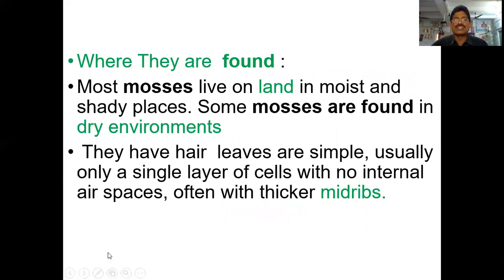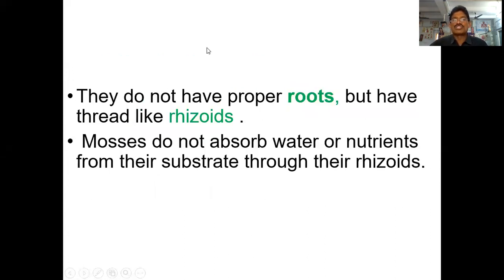Where are these plants found in nature? Most mosses live on land. They are available mostly in shady places. Some mosses are found in dry environments. They have hairy leaves, which are simple, usually only a single layer of cells with no internal airspace, often with thick midribs. They do not have proper roots, but they have thread-like rhizoids. Mosses do not absorb water and nutrients from their substrate through their rhizoids. But how can they absorb? They can absorb with the help of gemma cups.